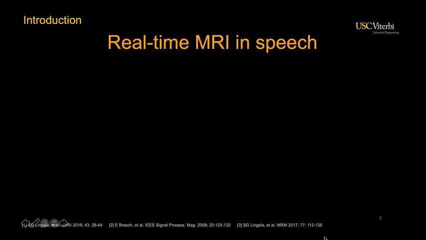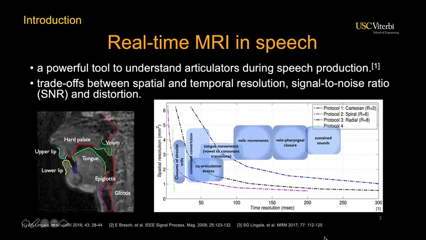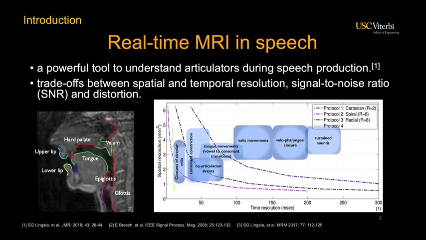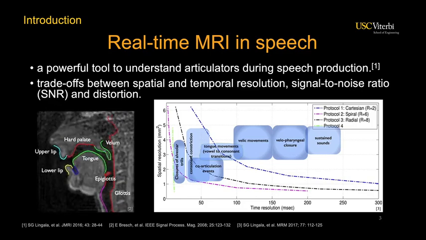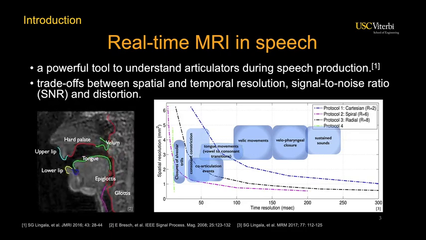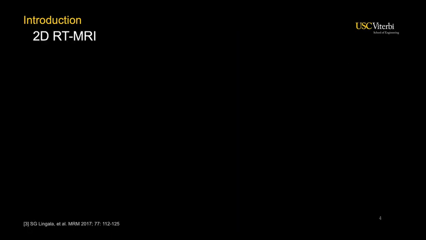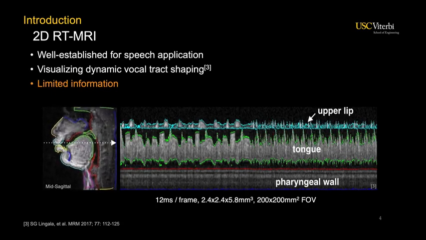So real-time MRI has proven to be a powerful tool to understand articulators during speech production. Here's an example showing a mid-sagittal view. But trade-offs always exist between the spatial and temporal resolution, SNR, and potential distortion due to the undersampling. For years, 2D real-time MRI has been well established for speech applications to enable visualization of dynamic vocal tract shaping.